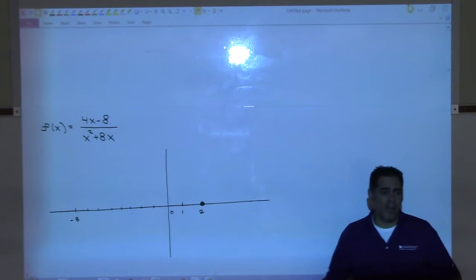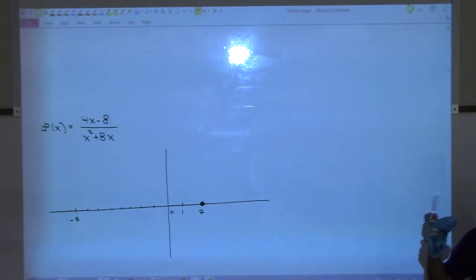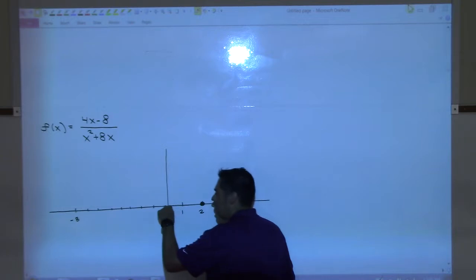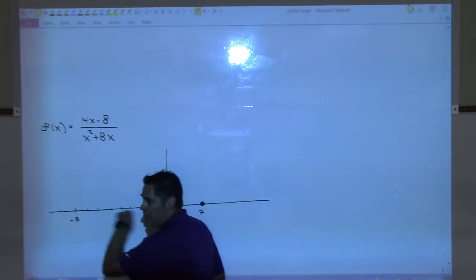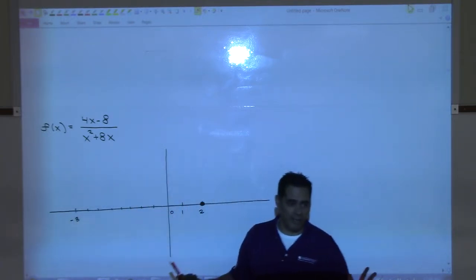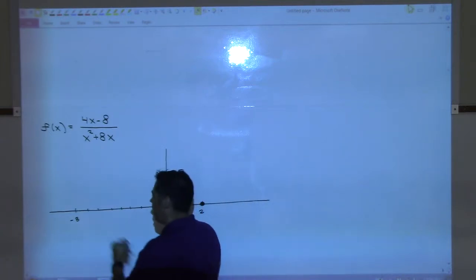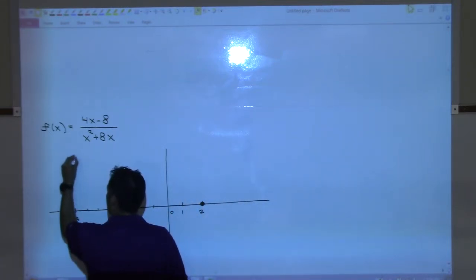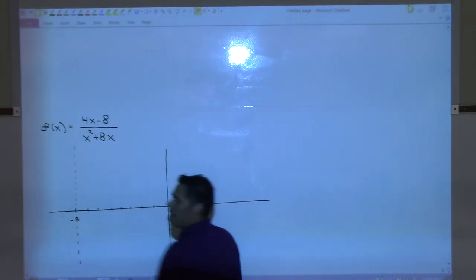Vertical dotted barriers. I'm going to do this in a different color because I want everyone to understand that this vertical dotted line is not part of our graph. It's to help us draw the graph. That's all it's there for. So notice I'm not putting points on my x-axis. Do not put points because there are no points. This is where our function is undefined. So at -8, I'm going to draw a vertical dotted line, okay?